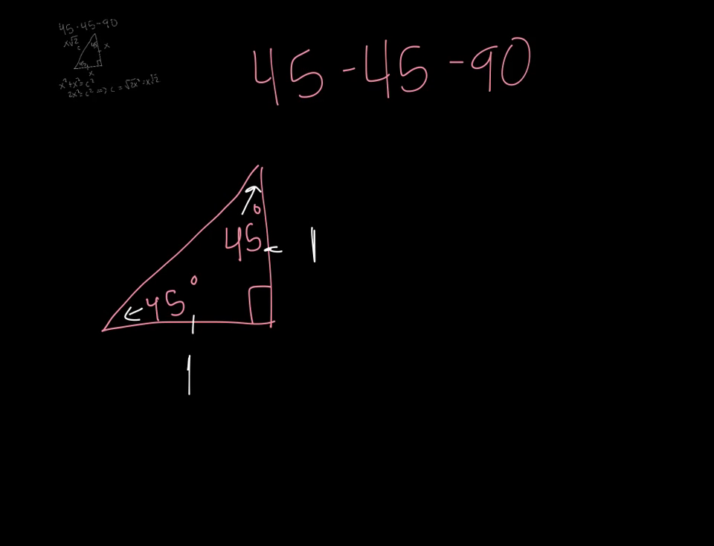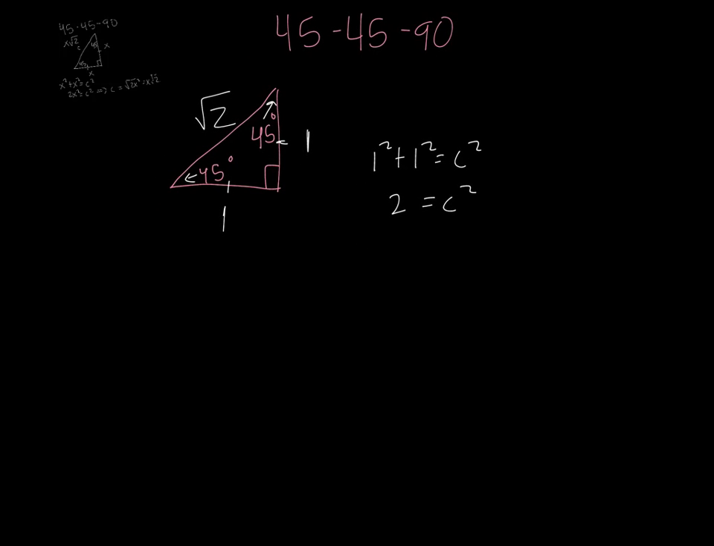Well, what would the hypotenuse be? 1 squared plus 1 squared equals the hypotenuse squared, or 2 equals the hypotenuse squared. So this must be the square root of 2. So that's all there is to it. Your special ratios for a 45, 45, 90 are 1, 1, square root of 2.